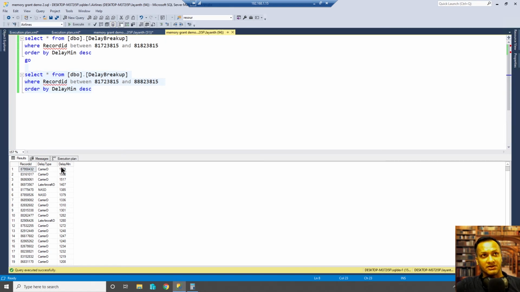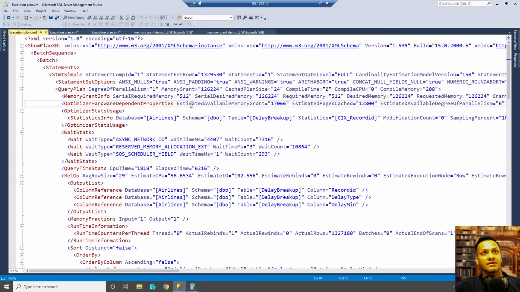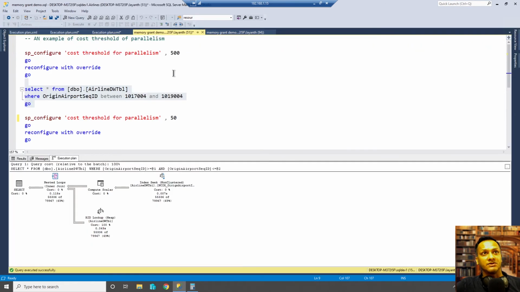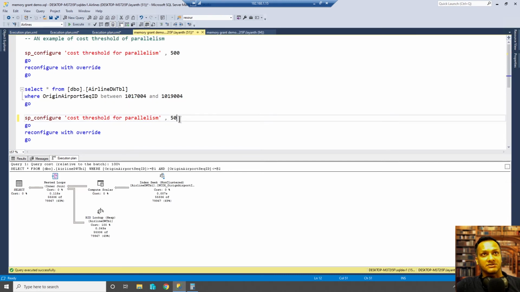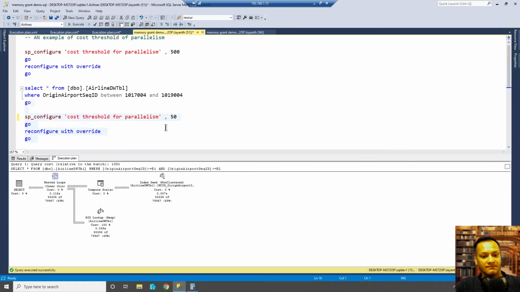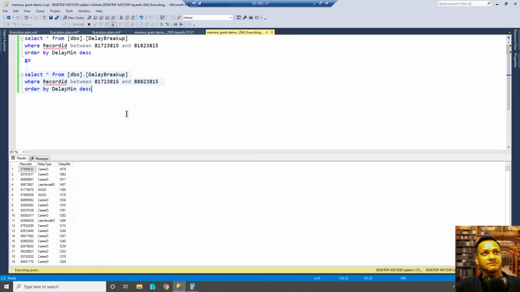Now that it's done, let's look at what's happening here. Again, we've got max degree of parallelism set to this value. Okay, so let me change the max degree of parallelism back to 50 and run this, so that parallelism actually occurs.